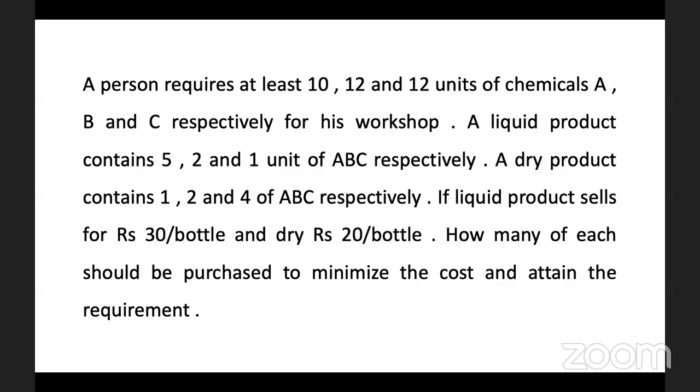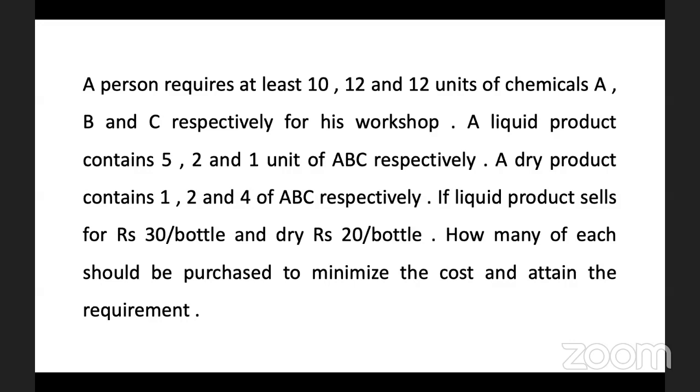Then they have categorized that into two. So they have categorized into liquid as well as a dry form, liquid product and a dry product. That also they have mentioned, what is the number of units that has to be taken care of. The next line is, if a liquid product sells for rupees 30 per bottle and a dry product is sold for 20 per bottle, how many of each should be purchased to minimize the cost and attain the requirement?